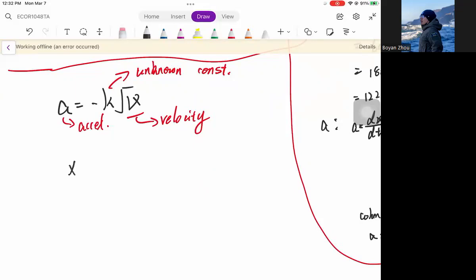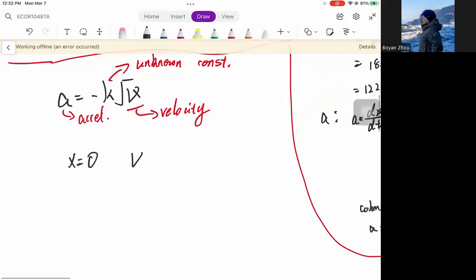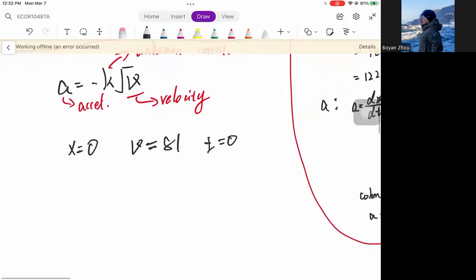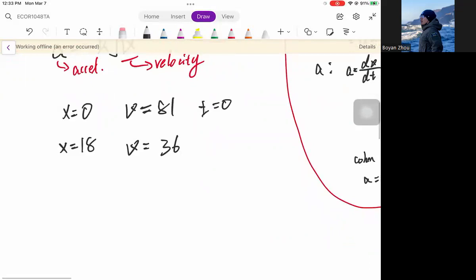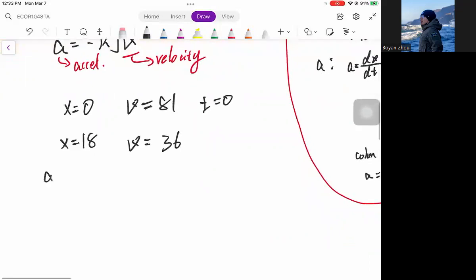So the given value is when the displacement x is equal to 0, the velocity is equal to 81. And we also know that at that time, it's just like at the very beginning, so the time t is equal to 0. When the particle keeps moving, when the displacement is equal to 18, the velocity decreased to 36. And we don't know what the time is at this moment.